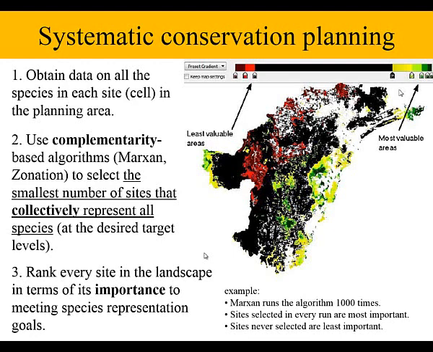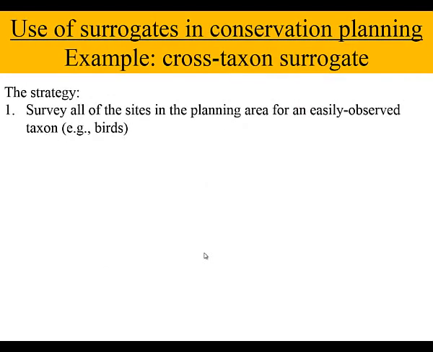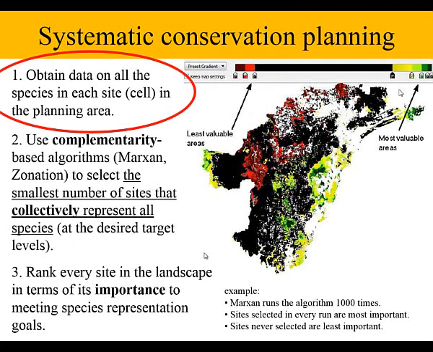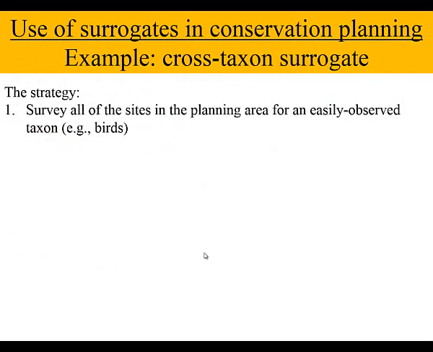So the kicker, of course, is step one there, obtain data on all the species. We don't have that data. We can count on the fingers of one hand how many planning areas we actually have data on all the sites within a planning area. We generally have incomplete data at best. So that's the problem. So what do we do? We use surrogates. If we don't know where the species are, we're forced to use some sort of surrogates. Probably the two most common types of surrogates are cross-taxon surrogates and abiotic surrogates.